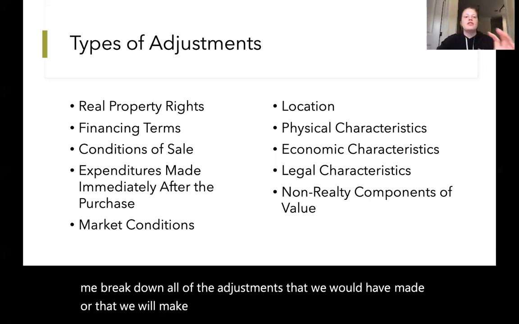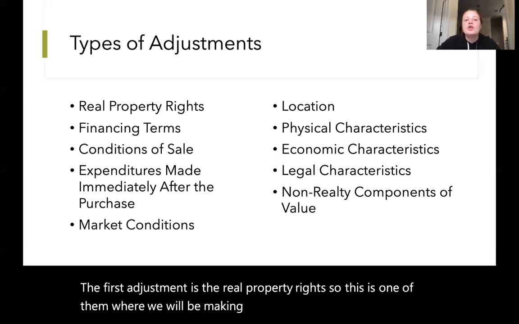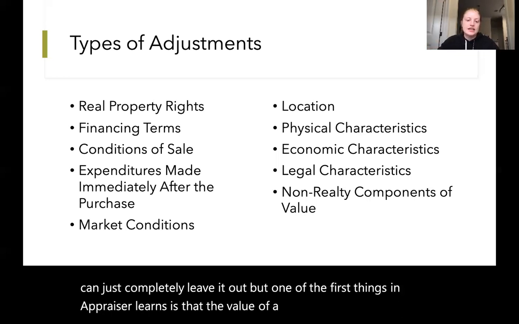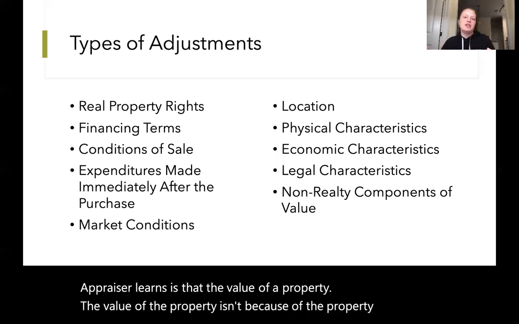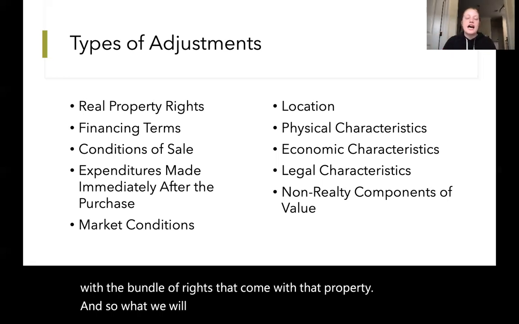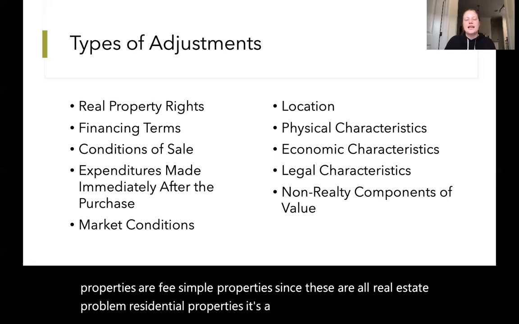So the first adjustment is the real property rights. This is one of them where we will be making an assumption, or if you want, you can just completely leave it out. But one of the first things that an appraiser learns is that the value of a property isn't because of the property itself, it's the bundle of rights that come with that property. And so what we will be assuming is that all of our comparable properties are fee simple properties. Since these are all residential properties, it's a good chance that we will be correct with that assumption.